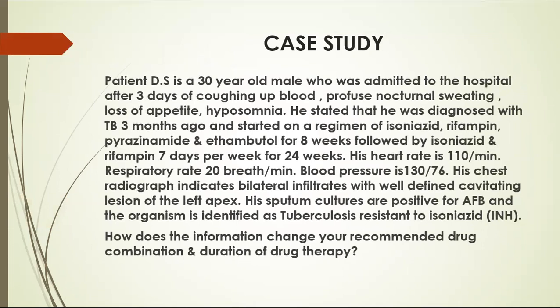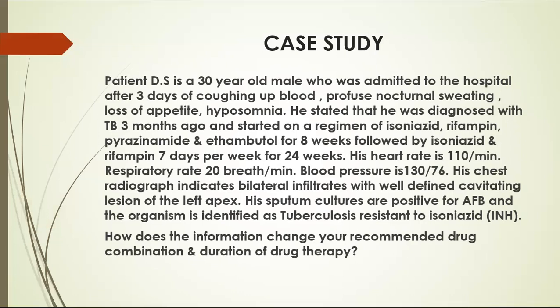Case study: Patient DS is a 30-year-old male who was admitted to the hospital after 3 days of coughing up blood, profuse nocturnal sweating, loss of appetite, and insomnia. He stated that he was diagnosed with TB 3 months ago and started on a regimen of isoniazid, rifampin, pyrazinamide, and ethambutol for 8 weeks, followed by isoniazid and rifampin 7 days per week for 24 weeks.